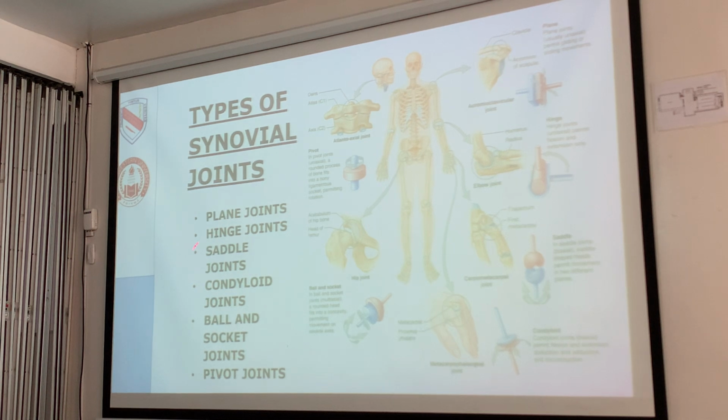The types of synovial joints can further be classified depending on the movement of the joints. Don't worry, it's present in your book: plane joint, hinge joint, saddle joint, condyloid joint, ball and socket, and pivot. Here are the examples of these in your body.